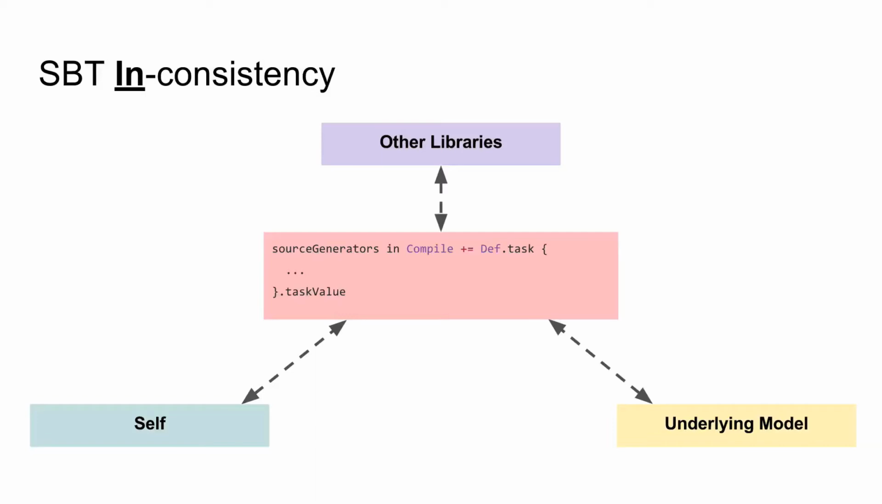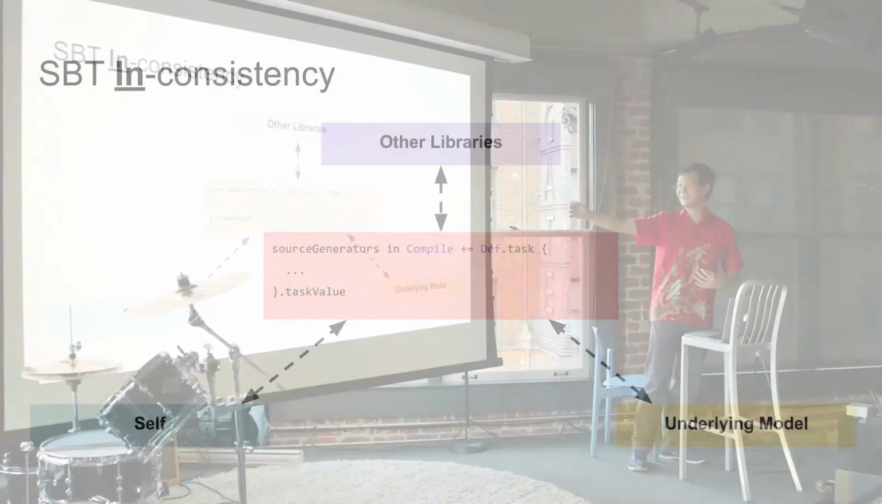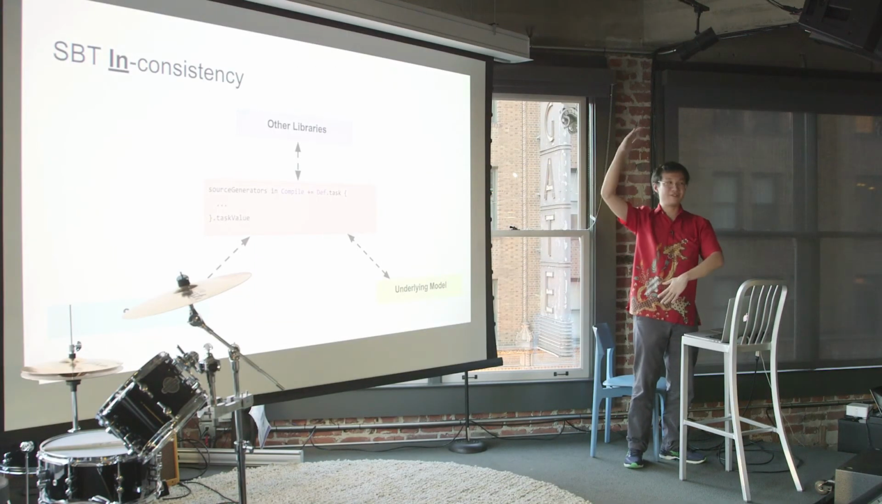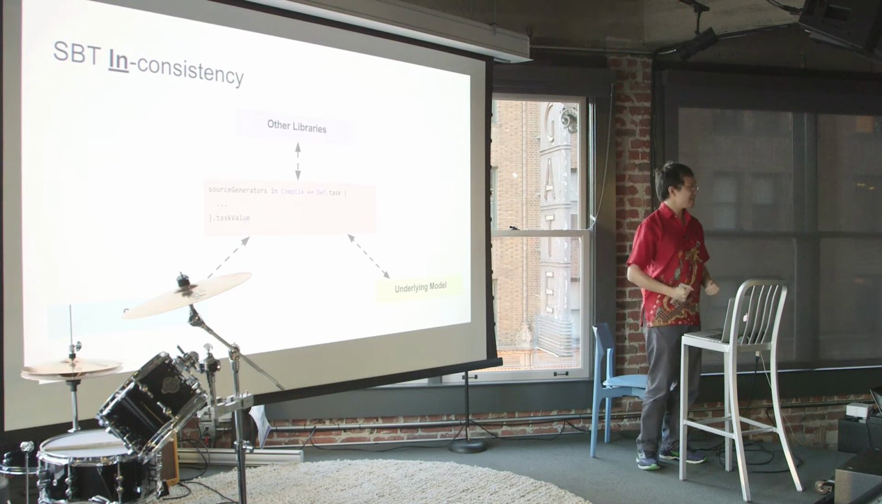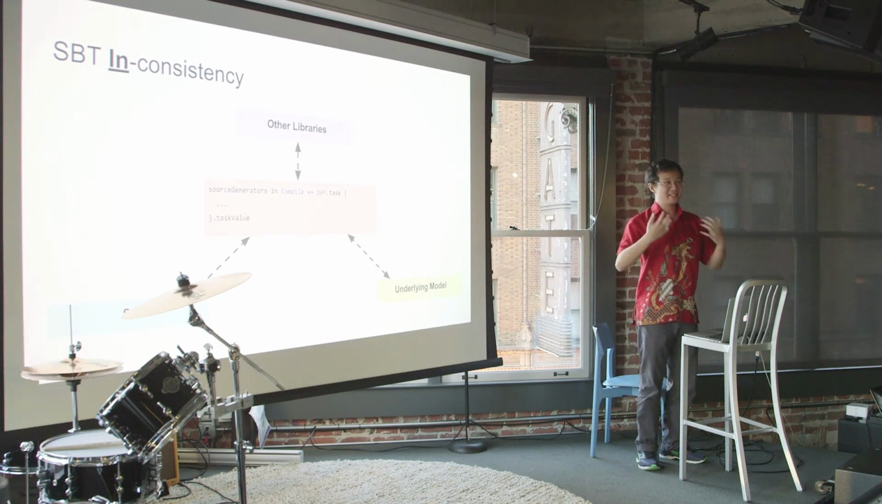So here is one portion of SVT that I think is particularly unintuitive. SVT overall, some people like it, some people don't. But this portion is particularly confusing, at least to me. And that's when you define, if you want your SVT to generate a file, like for example, a file full of generated source code from, I don't know, a protobuf or whatever, then you have a sourceGenerators in Compile += def.task with the block of what you're trying to generate and a .taskValue at the end. So I think this is unintuitive.